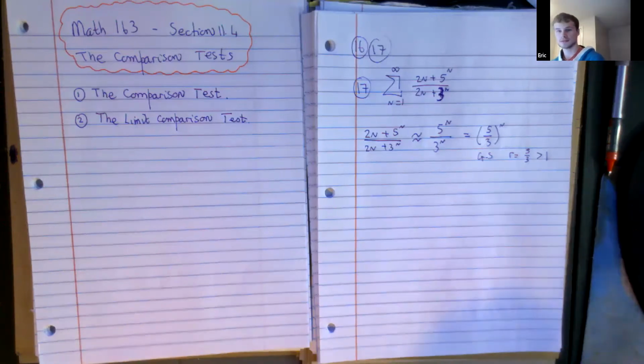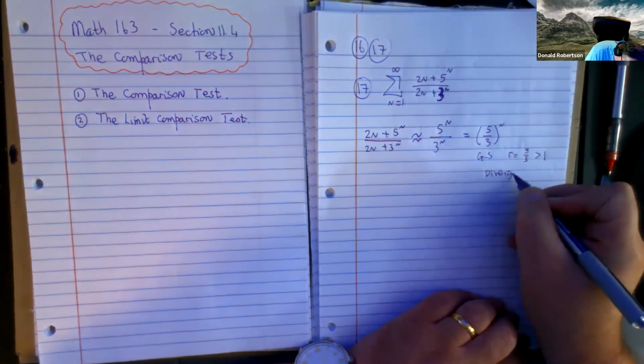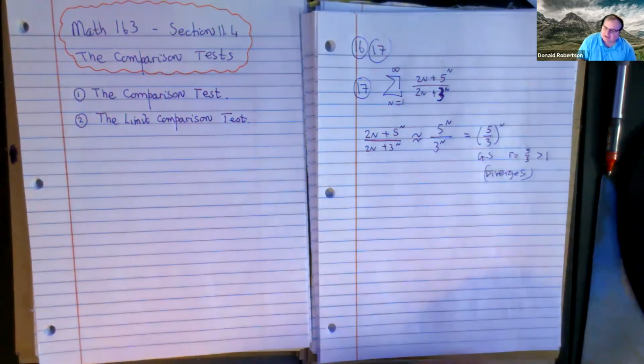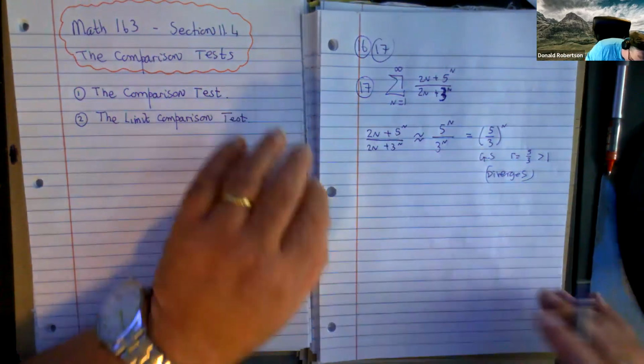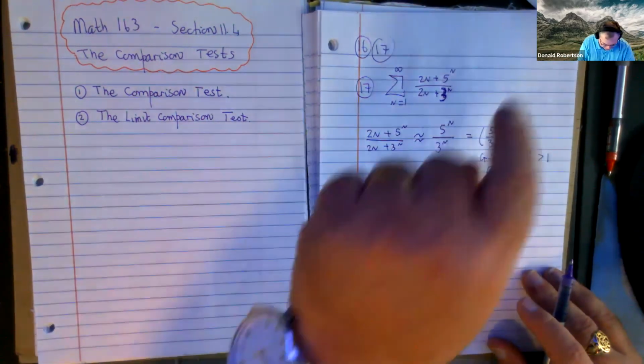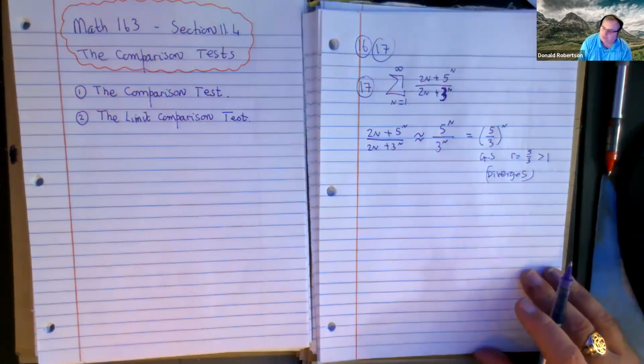Diverges. Correct. Isn't that kind of back to front for P series? For P series, don't you want P to be bigger than 1 to converge? For a geometric, don't you want R to be less than 1 to converge, right? It's almost like back to front. Okay, so we already know that this answer is going to be divergence, right? What we're going to do now is prove it.